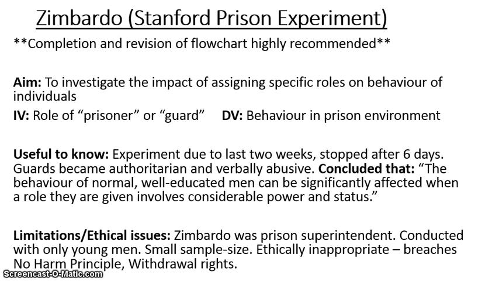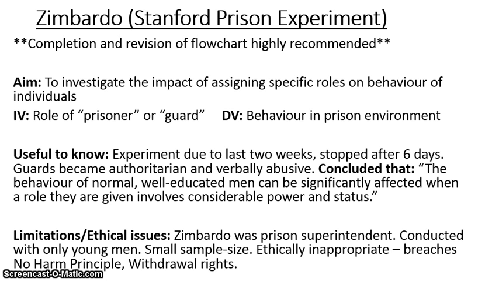In terms of one of the studies that looked at this, obviously Zimbardo's Stanford Prison Experiment is the famous one. As always, I've put up their completion and revision of the flowchart, highly recommended. So, let's think nice and quickly. Aim-wise, Zimbardo wanted to look at what the impact of assigning roles to people was on their behaviour. In his experiment, he assigned the participants to the role of either a prisoner or a guard, mock prisoner, mock guard, and the dependent variable he was measuring was their behaviour in that prison environment.